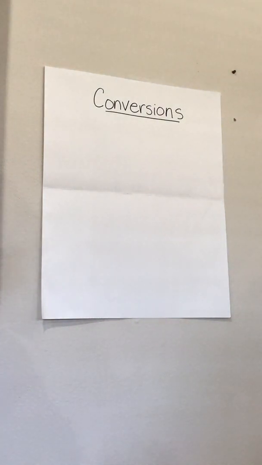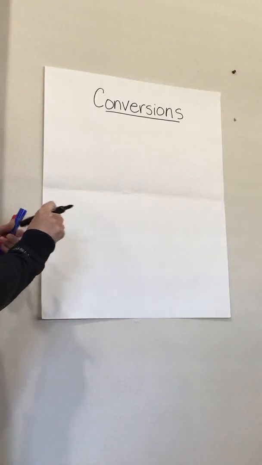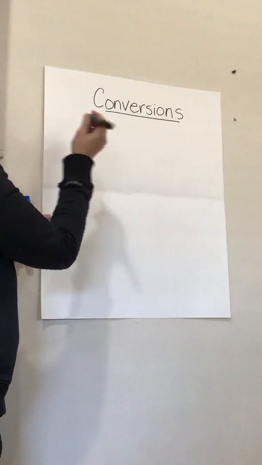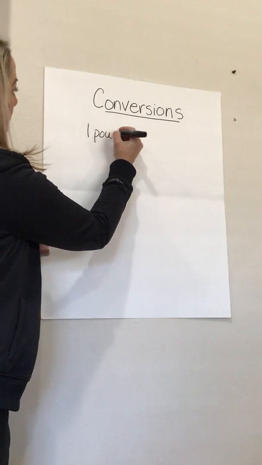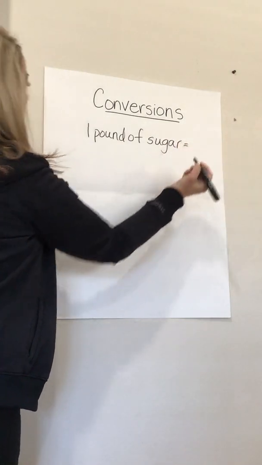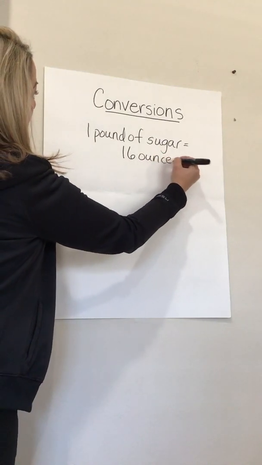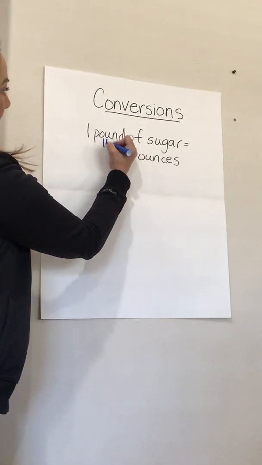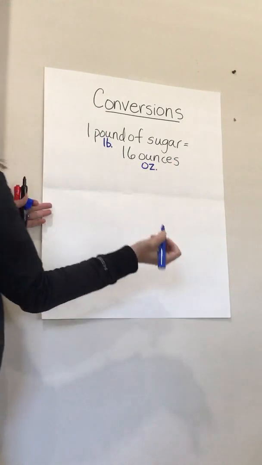It's Miss Morales here, and we're going to talk again today about conversions, just like last week. But this week we're talking about mass, and I wanted to talk to you about pounds. If we're talking about pounds, we're talking about weight. Think about a bag of sugar. 1 pound of sugar equals 16 ounces. The abbreviation for pounds is LB period. Ounces is OZ. So those are the abbreviations.